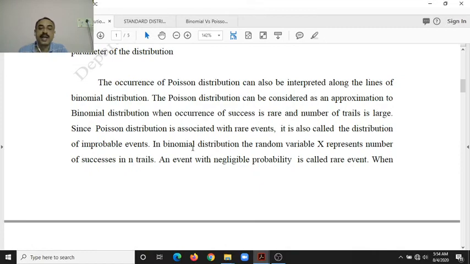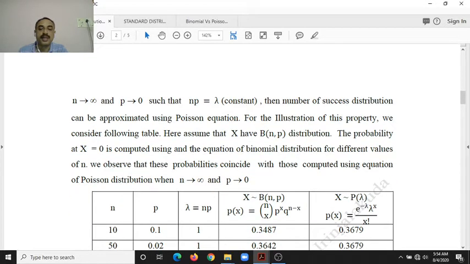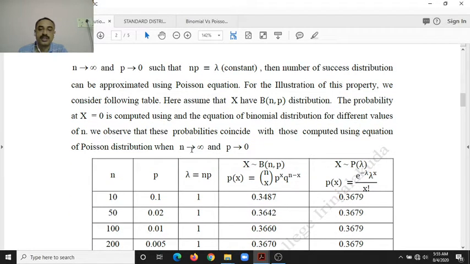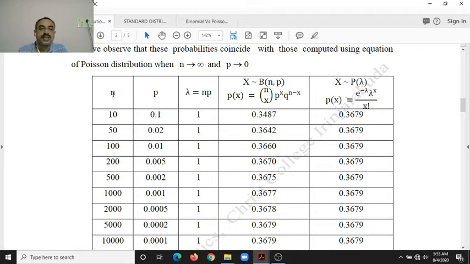We can illustrate this with the help of some values of n and p, and also the probabilities computed using both equations, that is, the equation of binomial distribution and the equation of Poisson distribution. So let us look at this table. This n is the number of trials. We consider values of n like 10, 50, 100, etc. and p as 0.1, 0.02, etc. And lambda is the product of n and p. You see, everywhere we can see that 10 into 0.1, or np, is equal to 1. Everywhere the value of lambda will be 1.